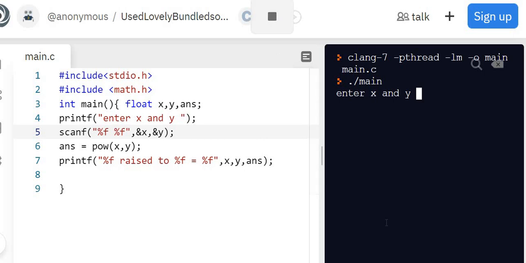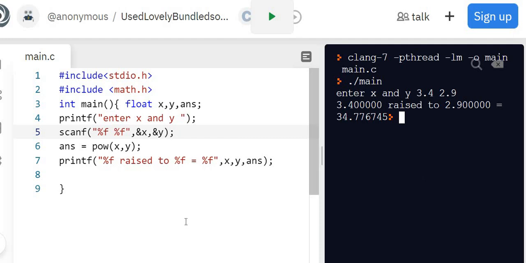Enter x and y. 2, 4. 2 raised to 4 is 16. Very good. You can give any values. Suppose 5 raised to 6 you want. You get this value. You can enter float also. Suppose 3.4 raised to 2.9. Very odd, still it is calculating the answer. So in this way, you get power.